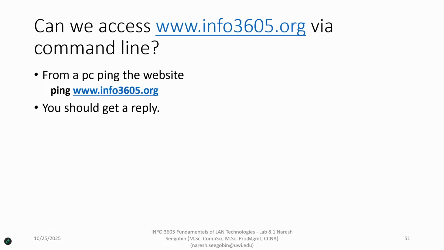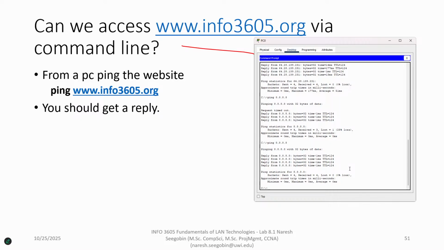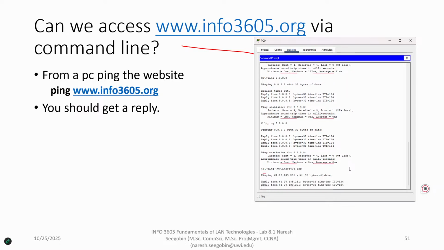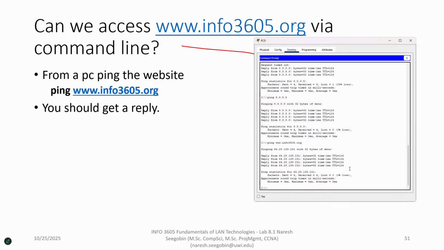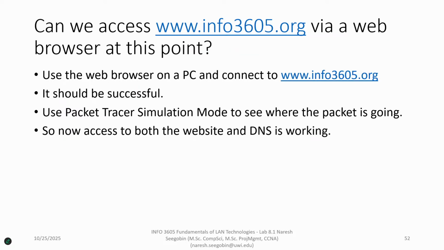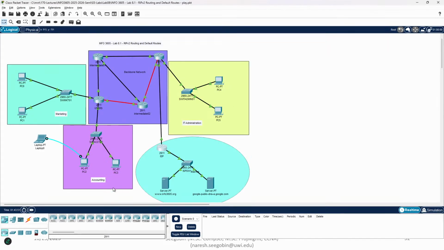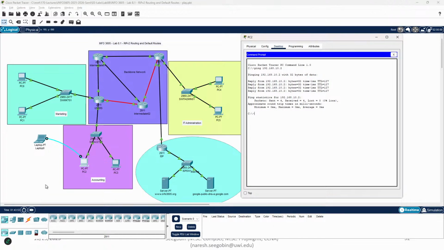So now can we access this website? We could ping it by name. And it's going to resolve it with DNS, and you get a reply, right? And therefore, you can use your web browser. So if you can ping, the name is resolving, so ping is ICMP. I'm going to go to another PC. Let's do PC1, or even PC2 for that.